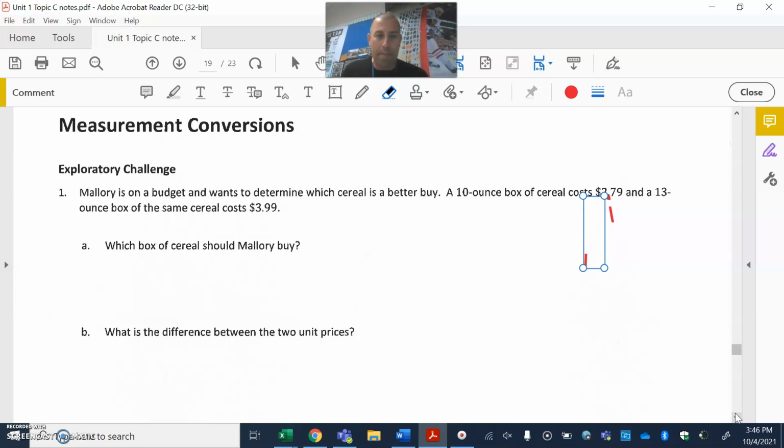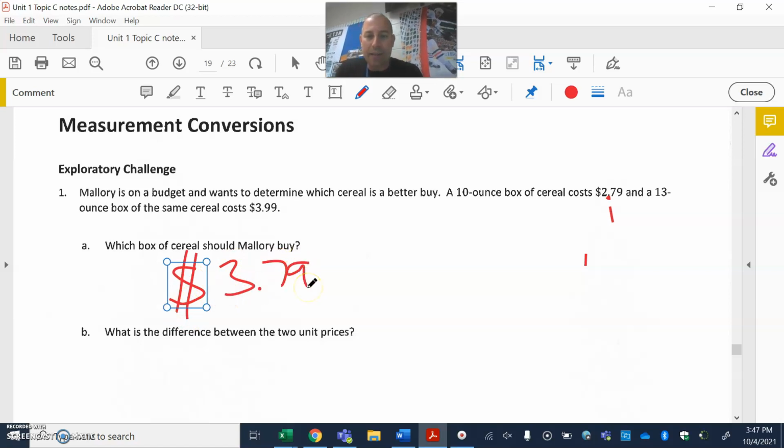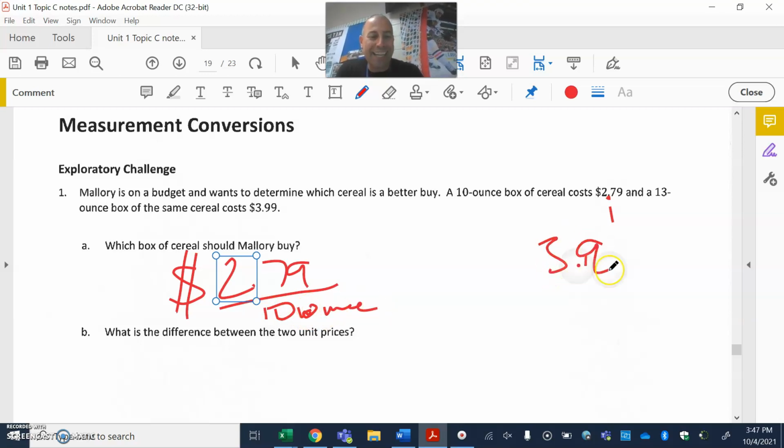So the idea here is, well, which box of cereal should we buy? Well, hey, let's check the price on it there. So again, money's always up on top as we're looking at these things. Let's get an accurate price here. It's $2.79 for the 10-ounce box. Sorry, I lost track there. And then it's $3.99.